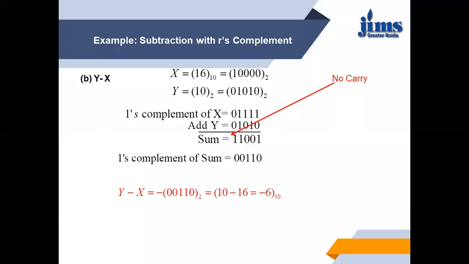So in both cases, either we are performing x minus y or y minus x, the magnitude of the answer is 6, depending upon whether it is 16 minus 10 or 10 minus 16. Is that clear?